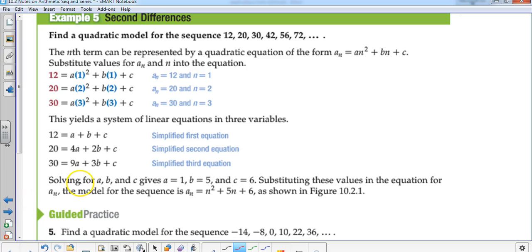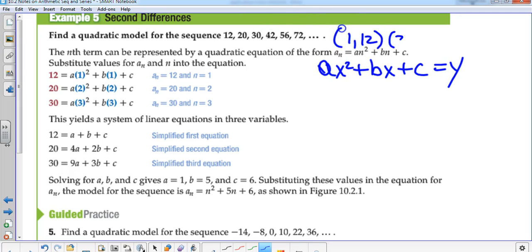All right. This has been a while. We actually did this when we did matrices, if you remember. We said ax squared plus bx plus c equals y, and then we had ordered pairs. For a quadratic formula, you needed at least 3 ordered pairs. For this sequence, the first term is 12, so we have (1, 12). The second term is 20, (2, 20). The third term is 30, (3, 30), etc. You could pick any of them.